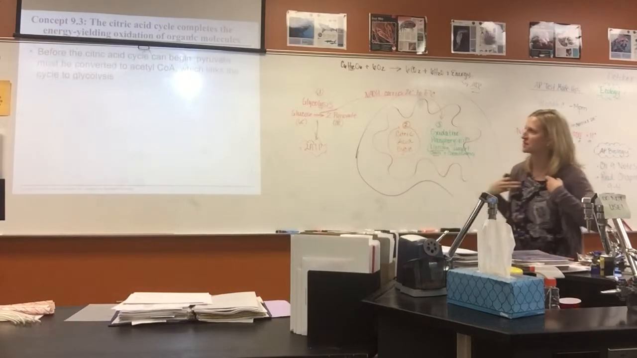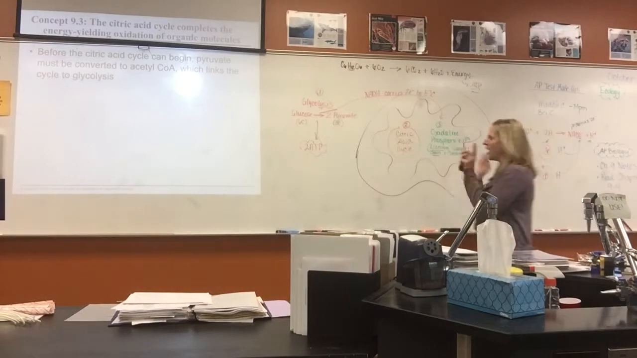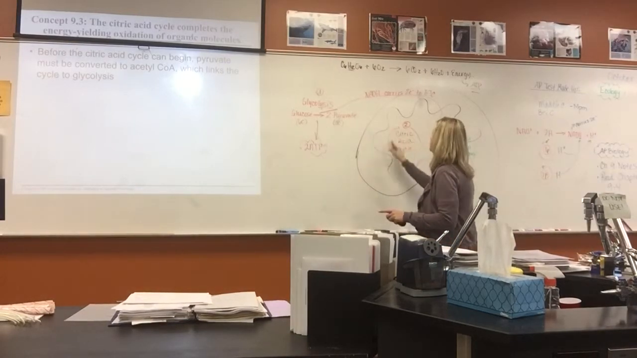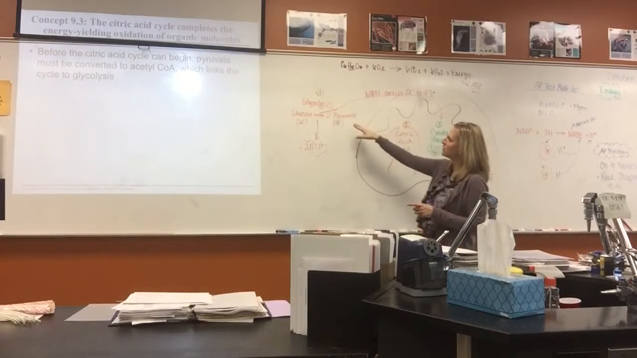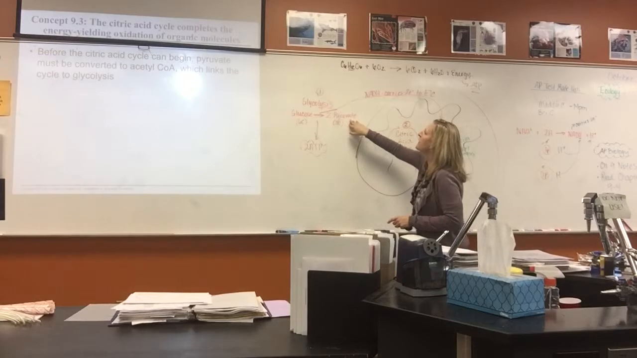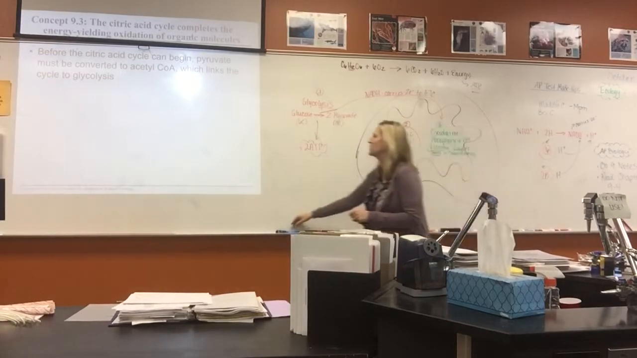So this is the third section. Before the citric acid cycle can begin, pyruvate must be converted to acetyl-CoA, which links the cycle to glycolysis. So what does this mean? Your book and all textbooks say that there are 3 main stages for cellular respiration, and there are. But it looks like at the end here, pyruvate should enter the citric acid cycle, but that's not actually what happens.